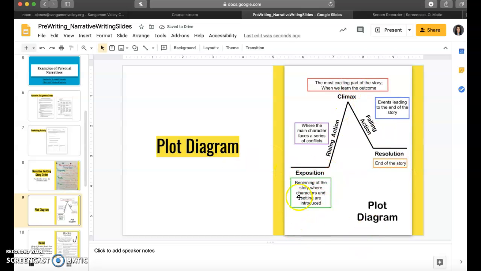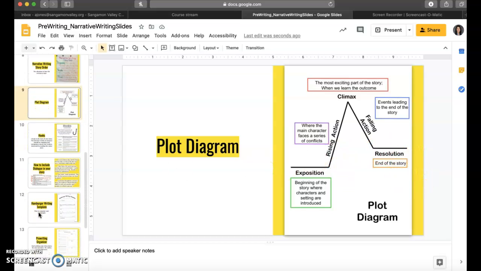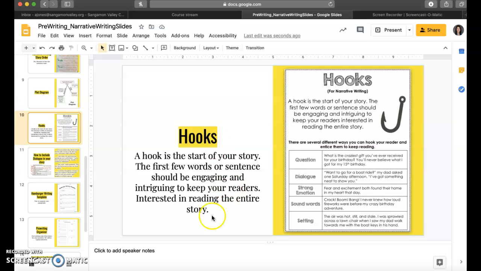An exposition. That is the beginning of the story where the characters and setting are introduced. The rising action is where the main character faces a series of conflicts. The climax is the most exciting part of the story where we learn the outcome. The falling action are the events leading to the end of the story, and the resolution is the end of the story.